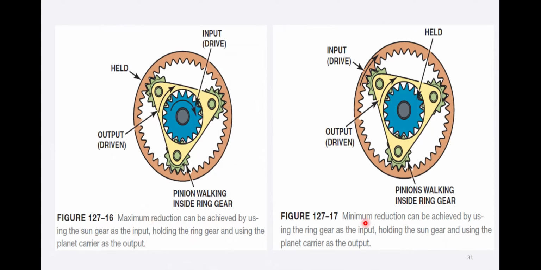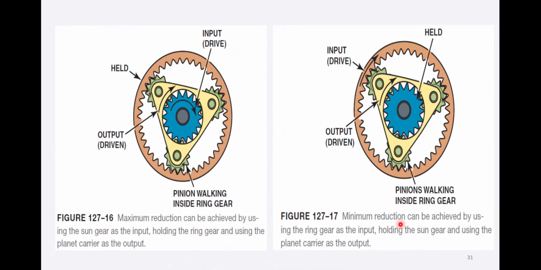Now let's see another figure, in which we are not giving input to the sun. Here we are holding the sun, giving the input to the ring gear, and taking the output from the pinion carrier.